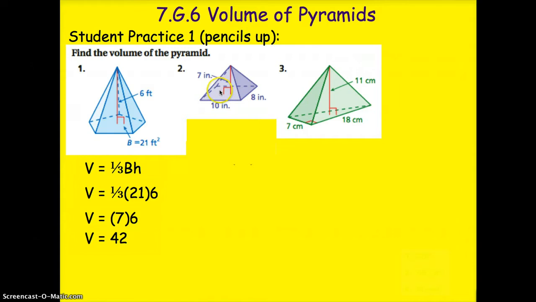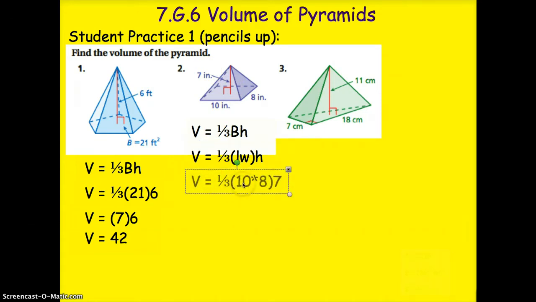Okay, problem number 2. This time we're not given the base area, so I need to rewrite my formula. Notice the shape of my base. It looks like a square, but these numbers tell me it's not a square. It is actually a rectangle. So I plug in my formula for area of a rectangle right here, length times width. Now I can plug in all my numbers. The length times width, remember, is looking at the base, which is 10 and 8. The height of the pyramid is perpendicular to that base, so it has to be that 7.